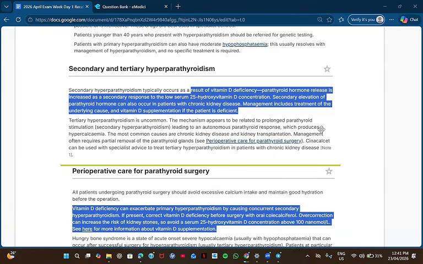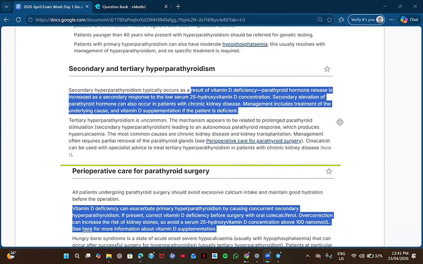If the patient presented with some malabsorption like inflammatory bowel disease, right? Celiac disease, like those are the other things. And what else? Yeah, and low calcium intake can trigger release of the parathyroid hormone. But the main two are CKD and vitamin D deficiency, right? Main two. Then tertiary hyperparathyroidism is uncommon. The mechanism appears to be related to prolonged parathyroid stimulation, like due to secondary hyperparathyroidism, leading to an autonomous parathyroid response which produces hypercalcemia.